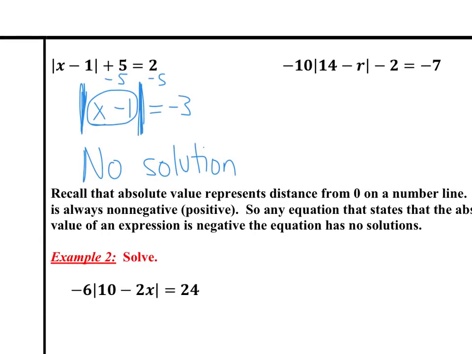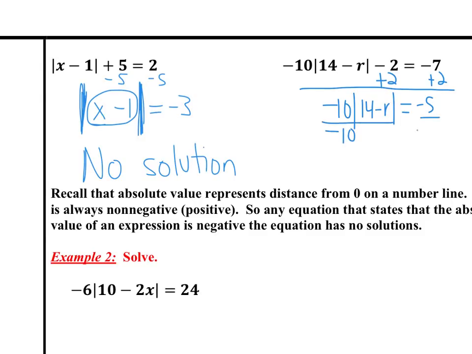I see, wow, lots of extra stuff over here. So the first thing that I'm going to do is get rid of the subtracted 2 by adding 2 on both sides. Then I will have -10 absolute value of 14 minus r equals -5. I need to get rid of the -10 now. It's multiplied in the front, so I will divide it away. Then I will have the absolute value of 14 minus r is equal to 1/2, or 0.5.